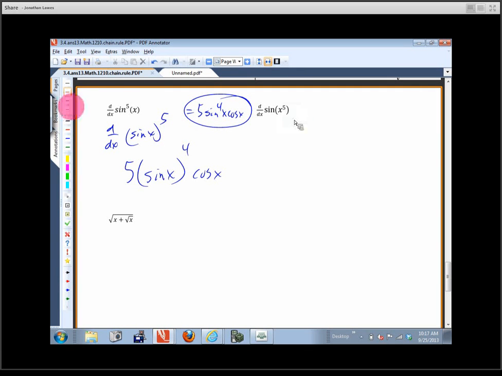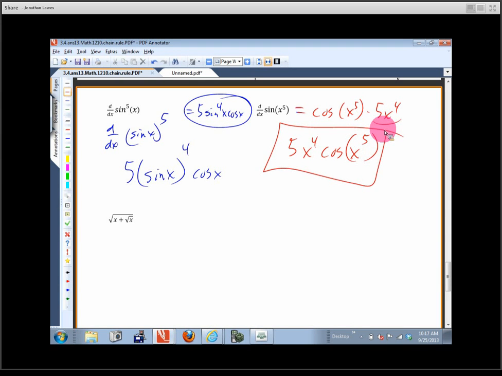And on this one, when we find the derivative of the outside, the derivative of the outside here is cosine. Leave the inside alone, and then multiply by the derivative of the inside. So that's going to be 5x to the fourth. Probably wouldn't leave it that way. We'd probably think of this as a coefficient. So we've got 5x to the fourth, cosine of x to the fifth. And that's probably how we'd write our answer. Any questions? Okay.